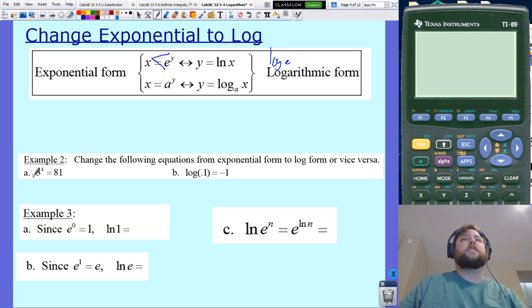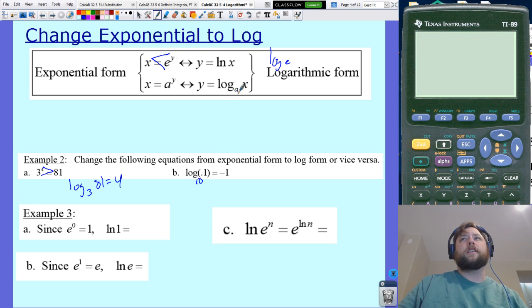So if I want to change 3 to the 4th power equals 81, I'm going to go log base 3 of 81 equals 4. So log base 3 of 81 equals 4. All right, same here. Now if I say just log, I mean log base 10. So I'm going to convert this log function to an exponential function.